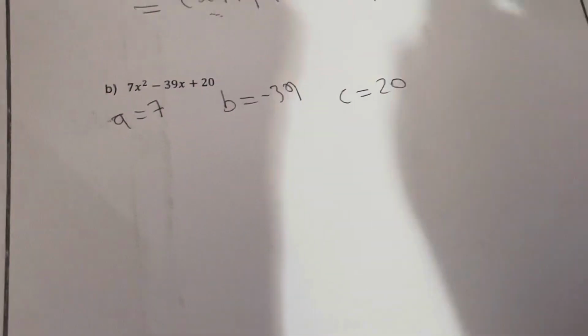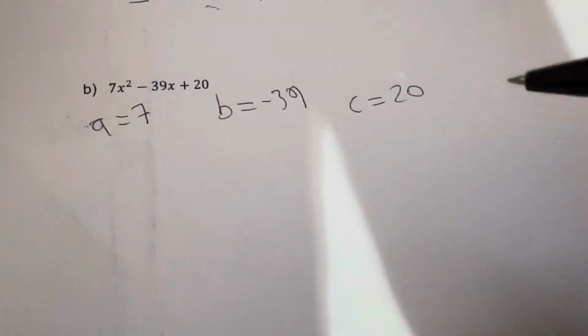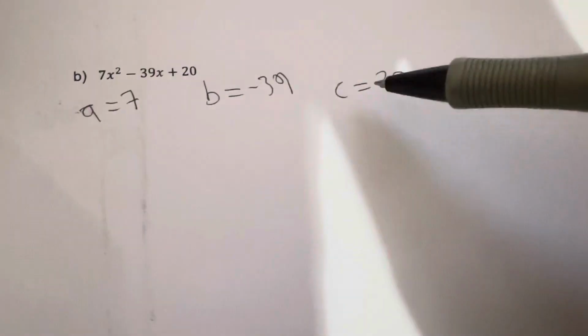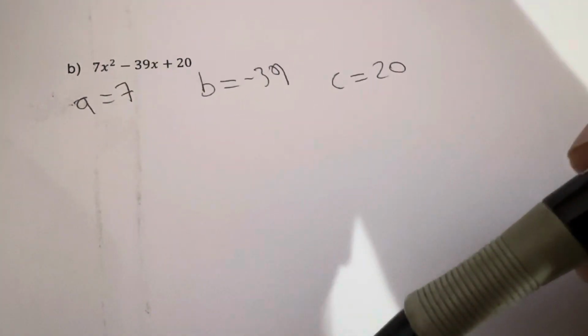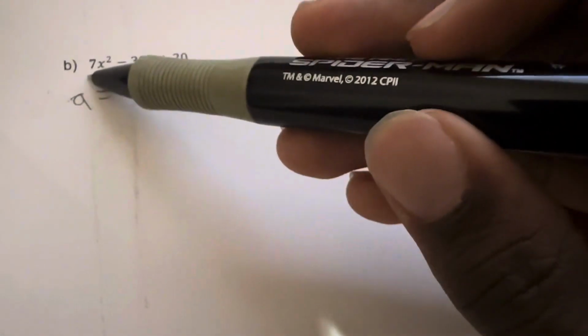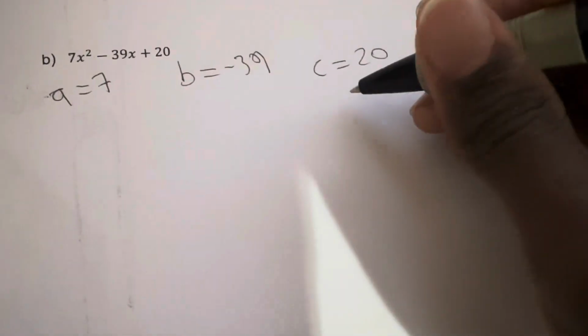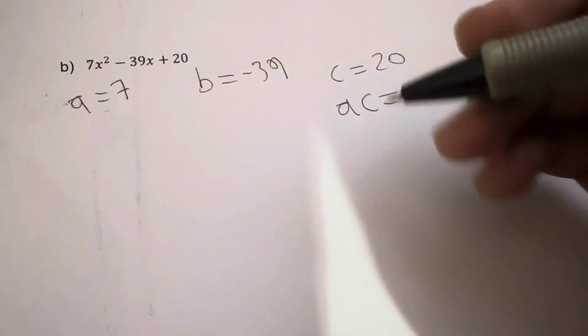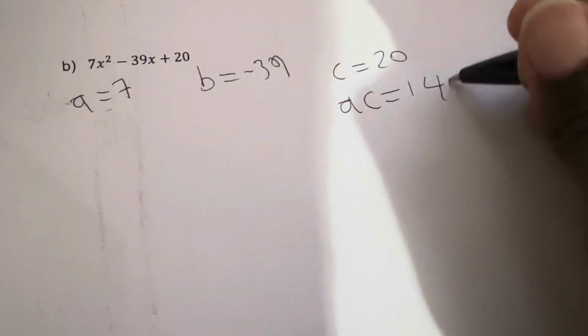Okay, so we have this one now. We are going to go the exact same way. I've labeled a as 7, b as minus 39, and c as 20. Remember, because the coefficient of x squared is greater than 1 this time, we find AC by multiplying the a and c values. So AC this time will be 140.